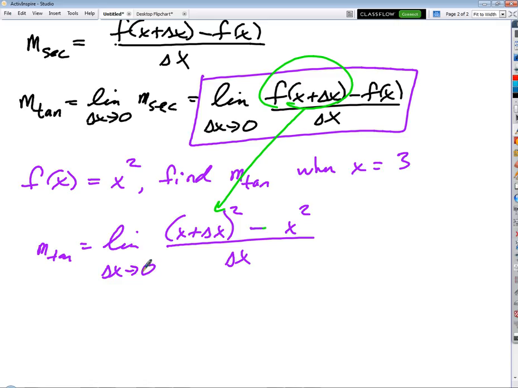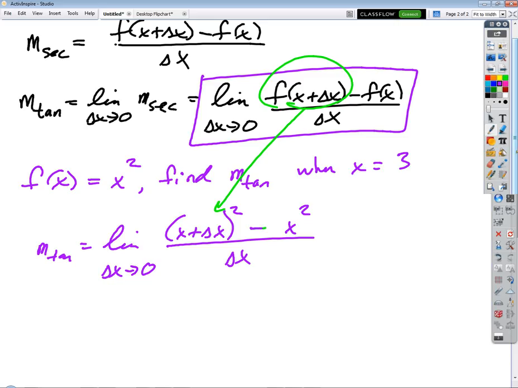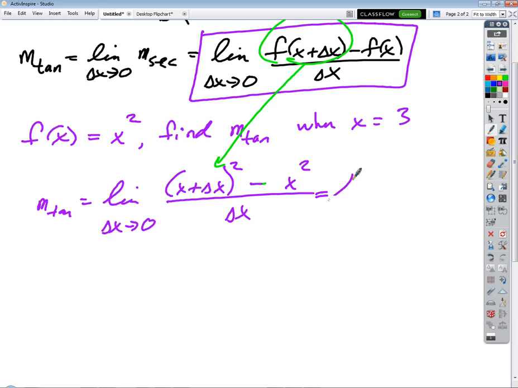Okay, we even know something else here though, don't we? We even know that the value of x we're looking for is what? 3. Okay, so we can even make that substitution, right? That makes things even more specific. So this becomes the limit of the quantity 3 plus delta x squared minus 3 squared over delta x as delta x goes to 0, right? Agreed?